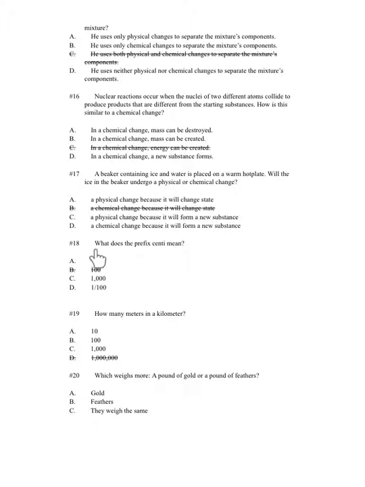Number 18. What does the prefix centi mean? A. 10. B. 100. C. 1000. D. 1 divided by 100. Number 19. How many meters in a kilometer? A. 10. B. 100. C. 1000. D. 1 million. Number 20. Which weighs more, a pound of gold or a pound of feathers? A. Gold. B. Feathers. C. They weigh the same.